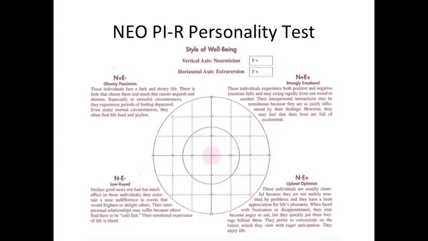So, from the results of the NEO-PIR personality test, we get an idea as to the aspects of personality for each individual student. And then, when it comes time for testing, we see how those different personalities combine. What works well, what produces a happy environment, what doesn't work well, and what produces a less than ideal environment.